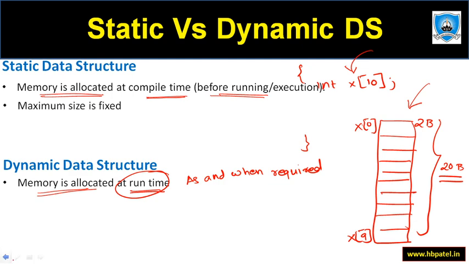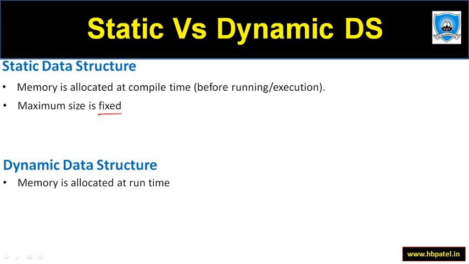Now in the case of static memory allocation, the maximum size is fixed. For example, integer x[10] means you can have 10 elements. This is the maximum, so you cannot have 11 elements, but you can have anything less than 10. For example, if you want 5 elements, that is fine, no problem: 5 elements will be utilized and 5 will be wasted. But you cannot have 11 elements because the maximum size is fixed.